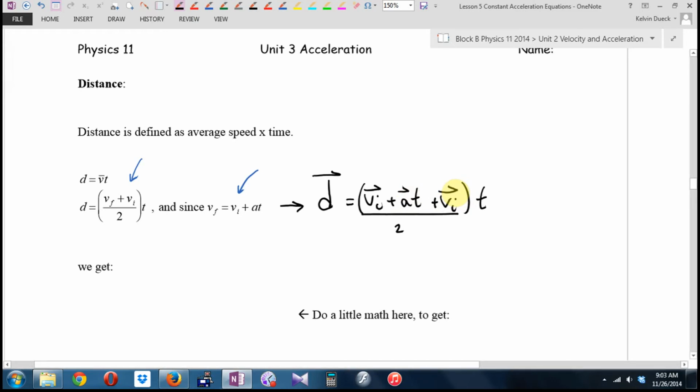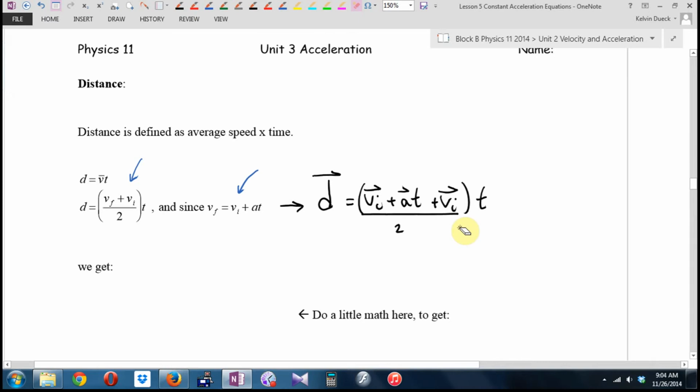Okay, you okay with that? Thumbs up so far? Now we're going to do a little algebra. Oscar, you're doing so well. Can you read to me what's inside the bracket? VI plus AT plus VI. Did you say VI twice?